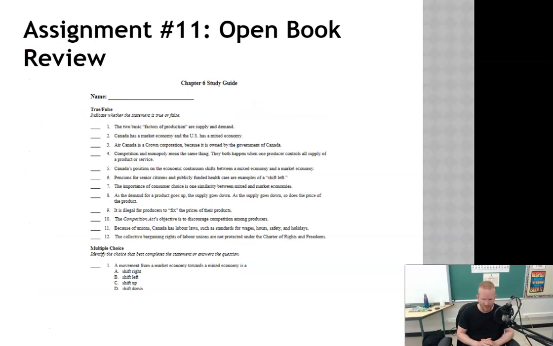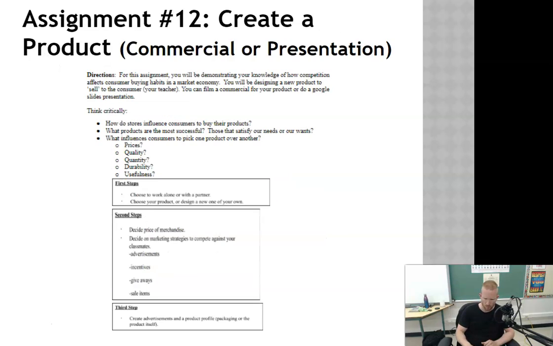Your second last assignment is the open book review. And your last assignment here is the create a product, where you're going to create a commercial for me. It doesn't have to be picture commercials, 1 to 2 minutes long, closer to a minute probably. You can do this maybe in partners if you're allowed, or by yourself, get someone to videotape you. What's your product? You're trying to sell it to me, so you're going to need the price, what's the quality, what's its usefulness, talk about all the stuff that a commercial would talk about. You're trying to sell your product to me.